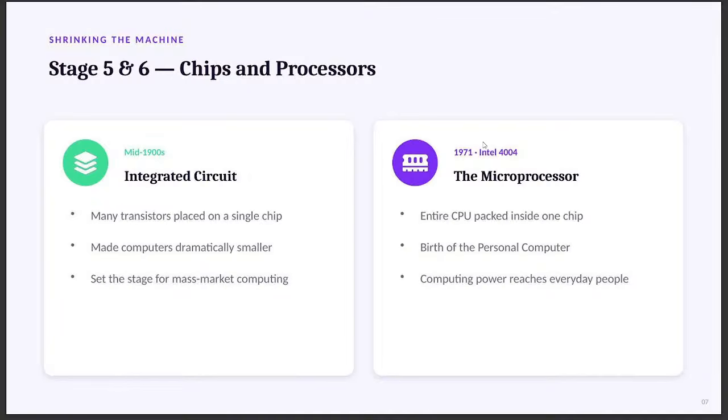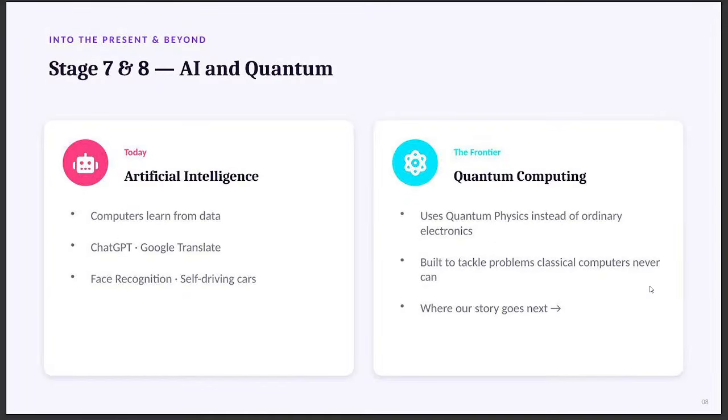Because of the microprocessor, personal computers became possible. Today, every laptop, desktop, and smartphone contains a microprocessor. This was a completely different era from before. Why? Because we are using mobile phones, laptops, and so on because of this microprocessor era in 1971. And later, you already know, we are using artificial intelligence in daily life. Examples include ChatGPT, Google Translate, face recognition, even self-driving cars use AI.